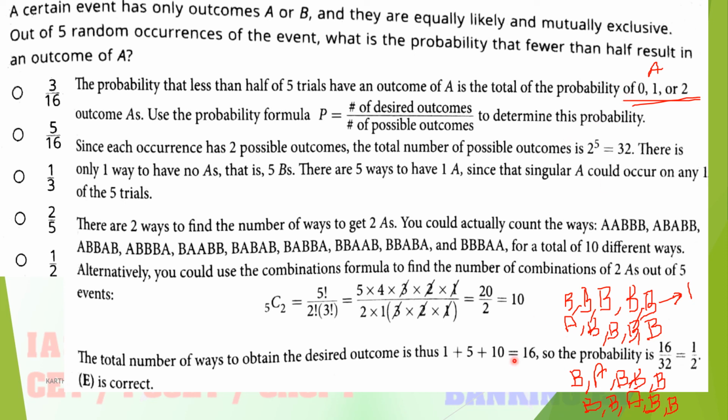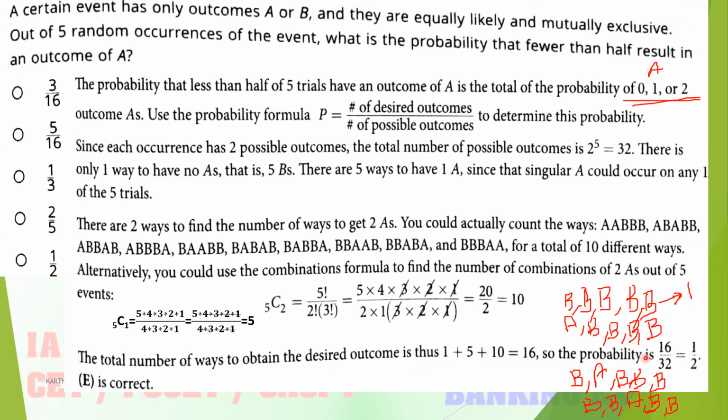So when A is equal to 0, 1 arrangement is possible. When A is equal to 1, 5 arrangements are possible. If A is equal to 2, that is nothing but 5C2, so you just find the combination: 10 combinations are possible. So 1 plus 5 plus 10 is equal to 16.